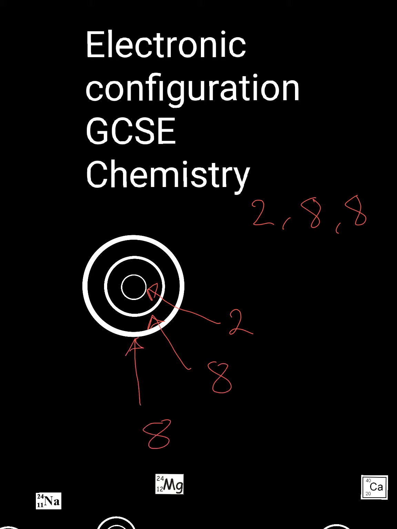There is a fourth shell, but you will never get examples in GCSE where you actually will have to complete the fourth shell. You will get examples where you will actually put electrons in there, but because you're not going to complete them, you don't need to worry about how much goes into the fourth shell.